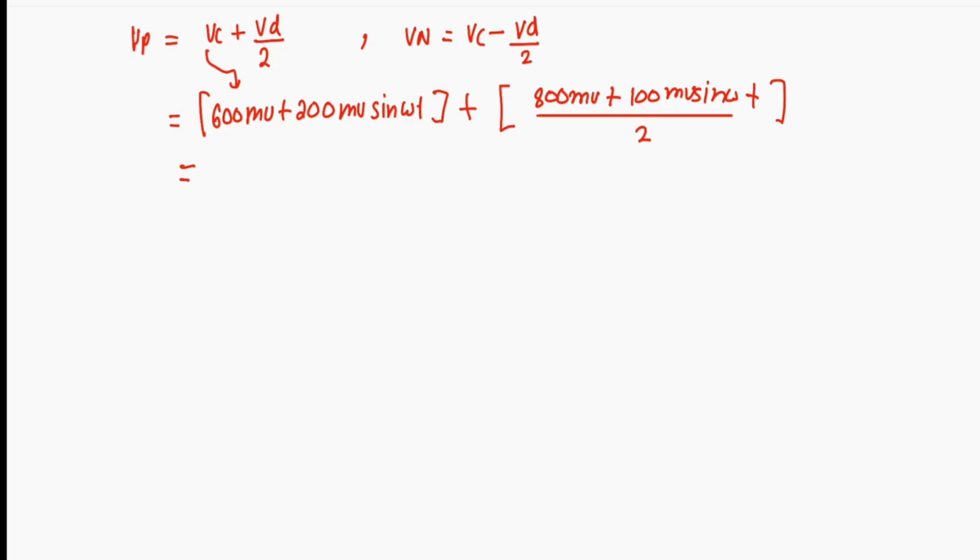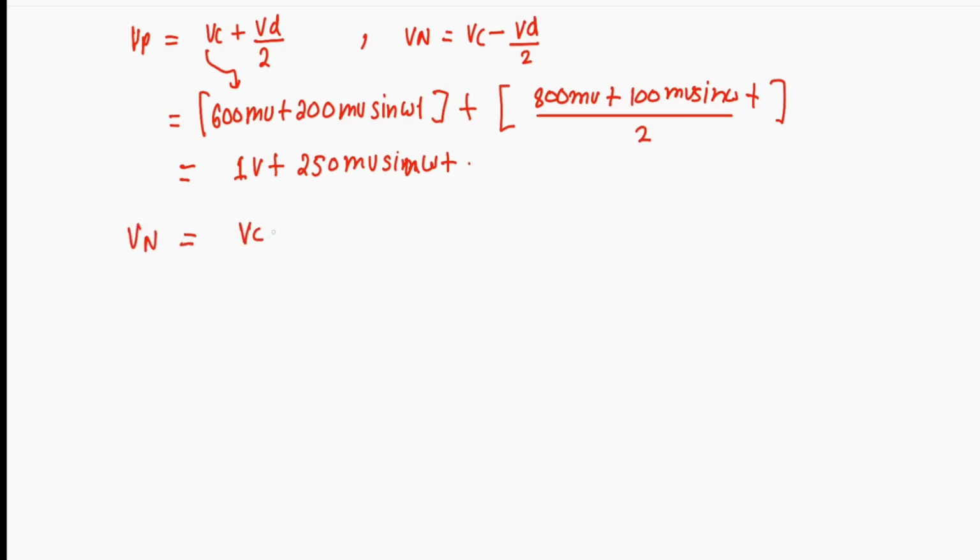We will get half of this. So how much will this be? This is 400 millivolt and 600, so this will be 1 volt plus 50 millivolt sin omega t and 200, so 250 millivolt sin omega t.